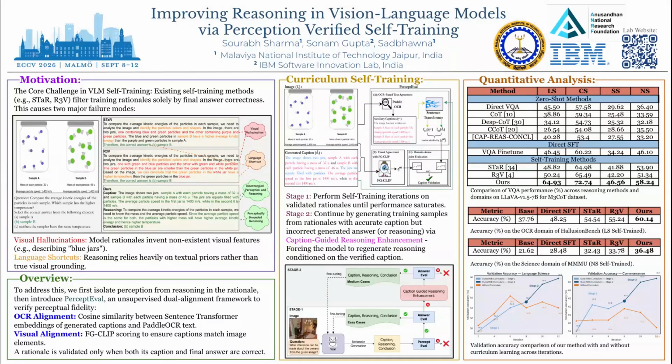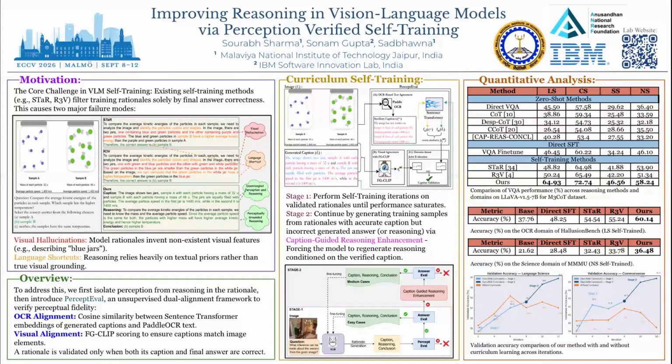So we have basically isolated the caption part. Now we can judge whether the caption is correct or not, or whether it contains hallucinated details or not. We will do this via PerceptEval, which we propose as an unsupervised dual alignment framework. Since now the reasoning is based on the validated caption part, we say that the language shortcut problem is now eliminated.